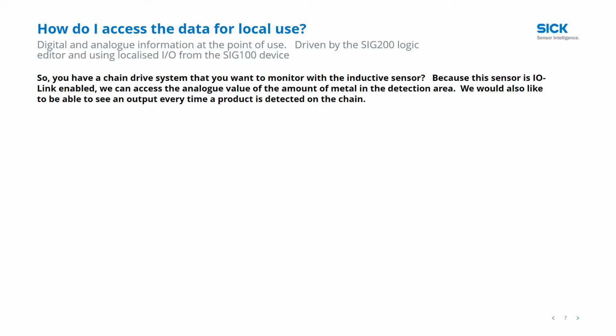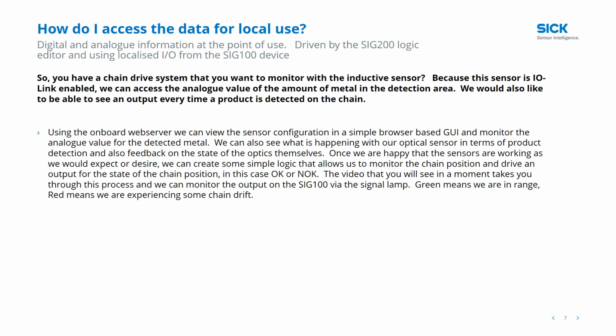So we've got a chain drive and we've got some products that want to be monitored on top of that, and we can take that value from the process data and interpret it with the logic and do something with it. So we go through the web server, we check the sensor configuration, we make sure it's all okay, that it's working properly, that it's detecting what we would like to detect, and once we're happy and we can see everything coming back, then we can go through the logic editor and we can make things happen.